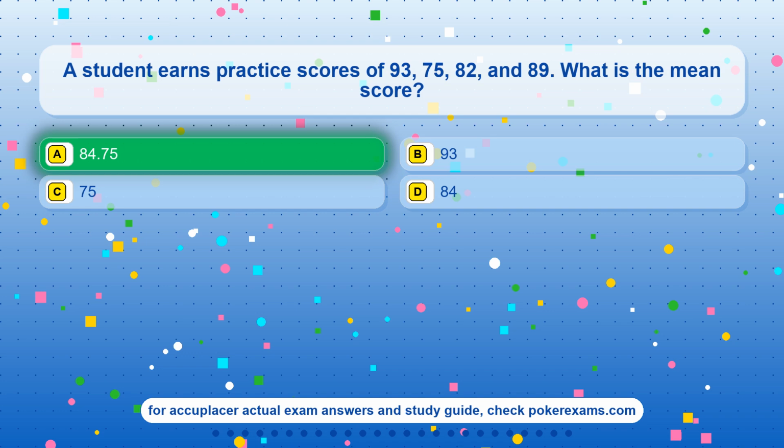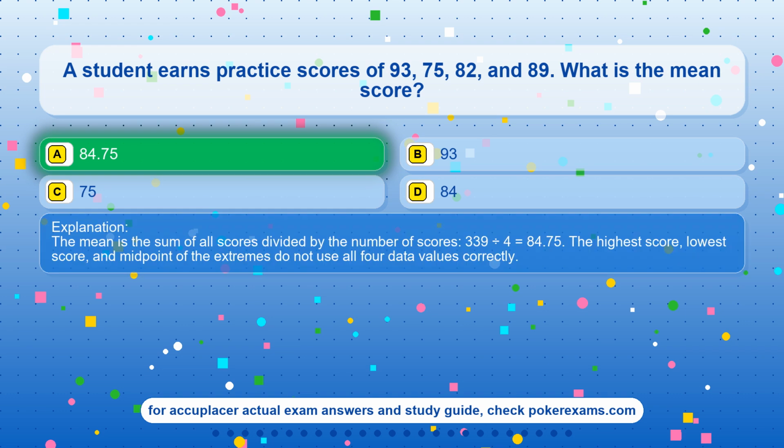The correct answer is option A, 84.75. The mean is the sum of all scores divided by the number of scores. 339 divided by 4 equals 84.75. The highest score, lowest score, and midpoint of the extremes do not use all 4 data values correctly.